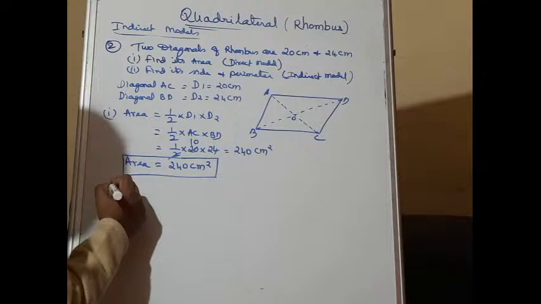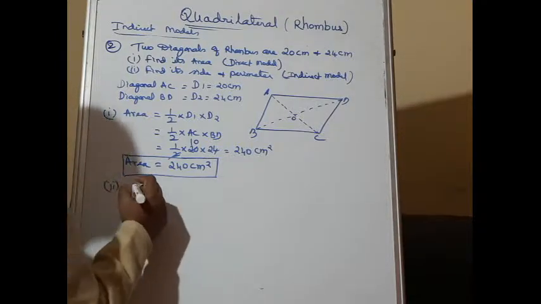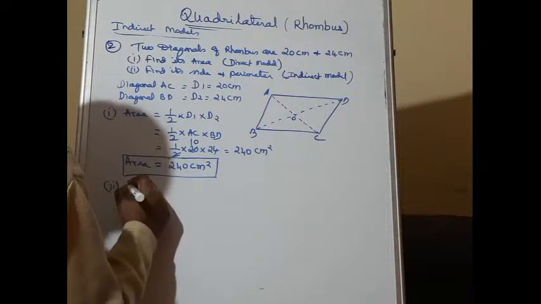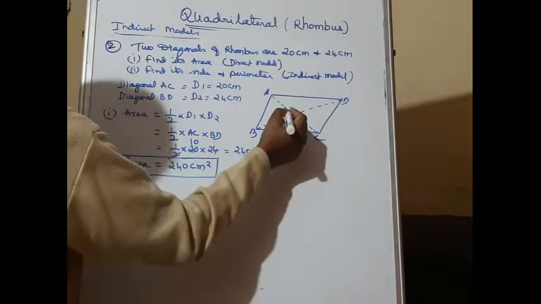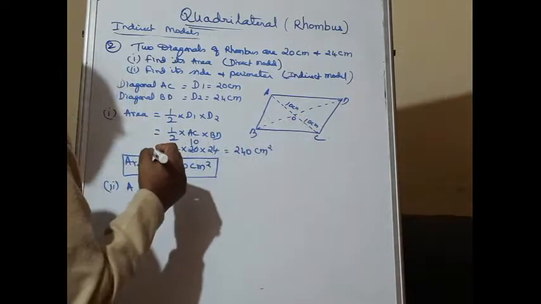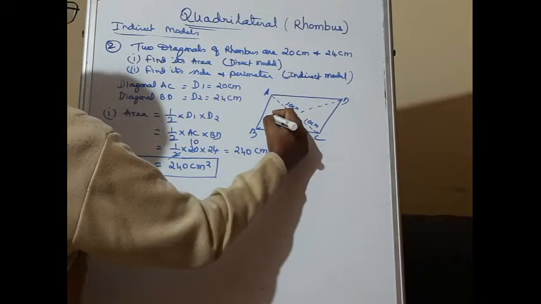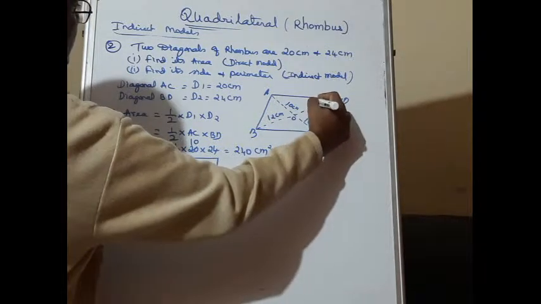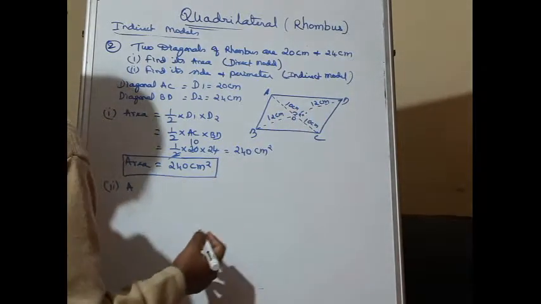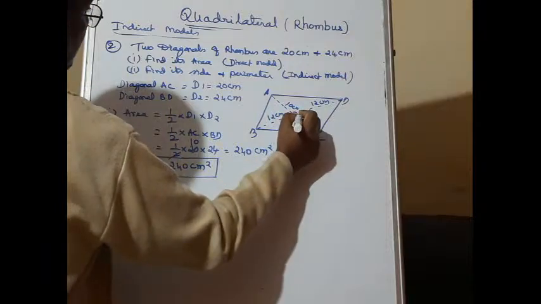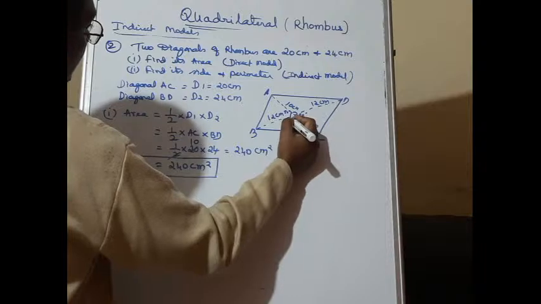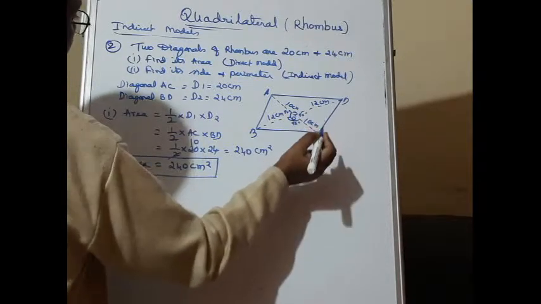Now we have to find the side. The indirect model, finding side. Now put AO as 10 and 10. You split 20 into 10 centimeters and 10 centimeters. Put 12 and 12, and BO is 12 and 12, and put the 90 degrees in between. BOC is 90 degrees, and put BC as A. This side is very important.